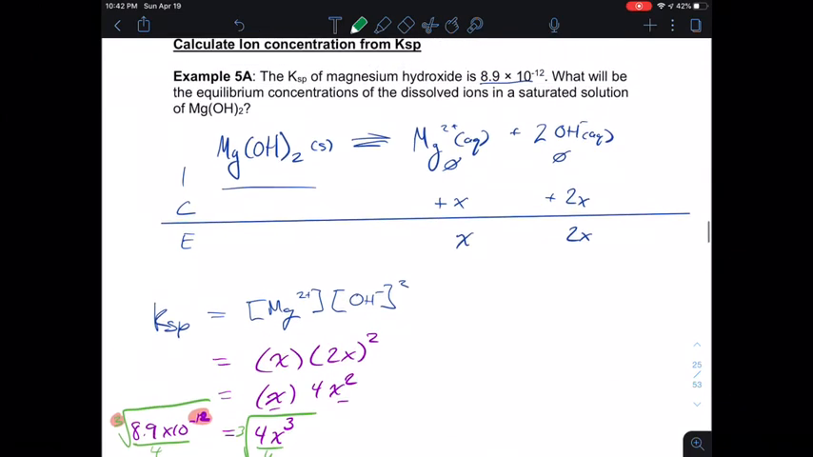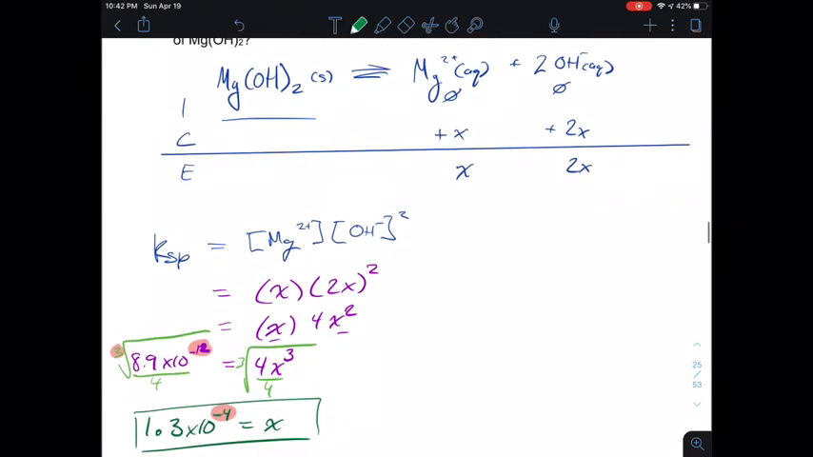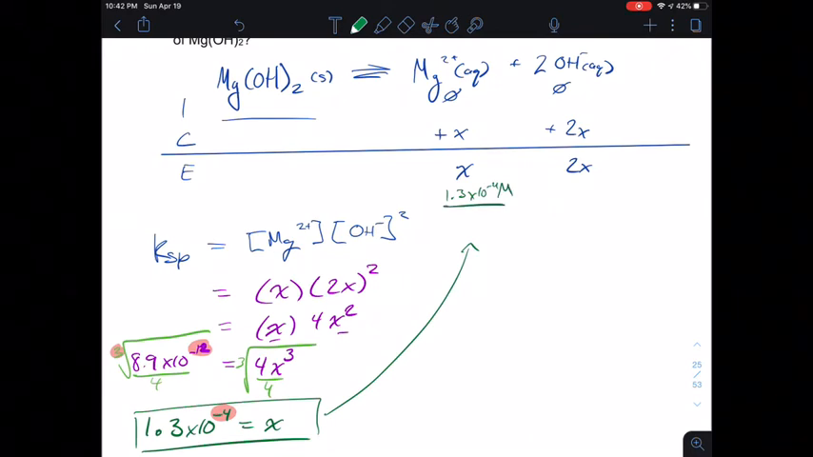So what will be the equilibrium concentrations of the dissolved ions? We're almost there. We have 1.3 times 10 to the negative 4 molar for the first ion, and the other ion will be 2.6 times 10 to the negative 4 because we have twice as much hydroxide as we do magnesium. This could be important because in our next unit we're going to talk about pH, and pH is highly affected by the amount of hydroxide. So dissolving a little bit of magnesium hydroxide into a solution might cause your solution to change in pH.